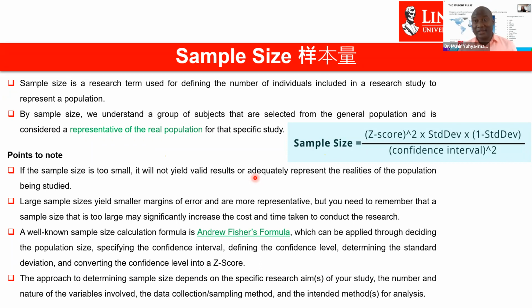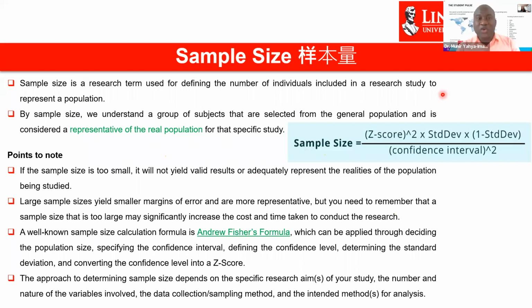You need to have a basis. You remember, research is all about evidence, all about proof. It's not opinion, it's all about facts. So you need to make sure that you establish your reason for choosing a particular sample size. So how do you determine your sample size? Sample size is a research term used for defining the number of individuals included in a research study to represent a population.